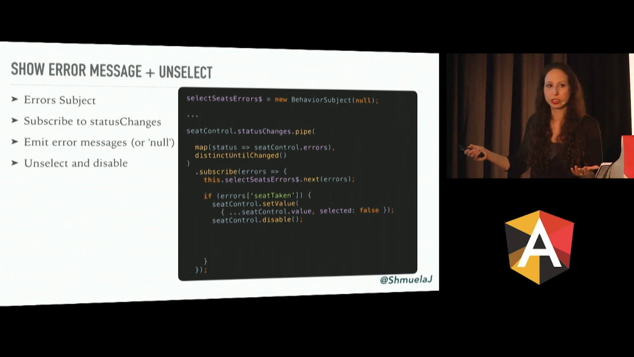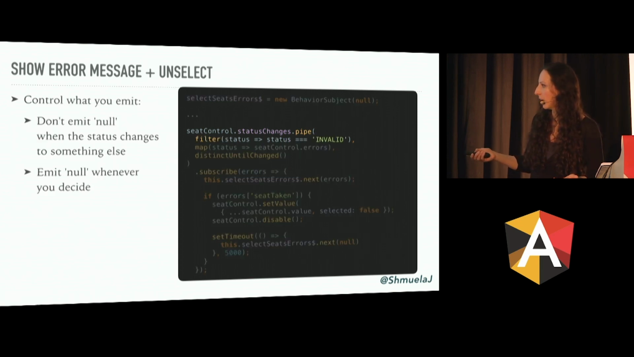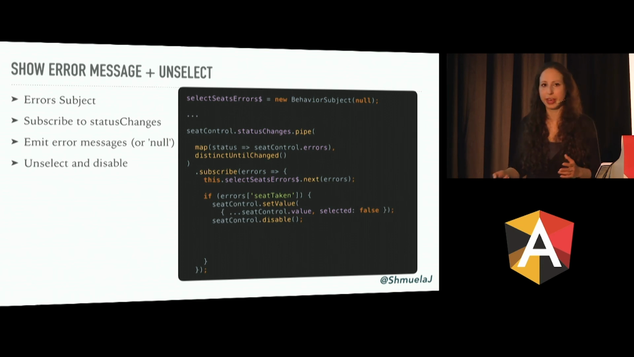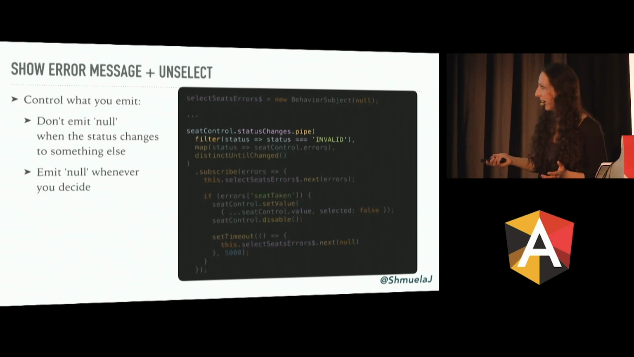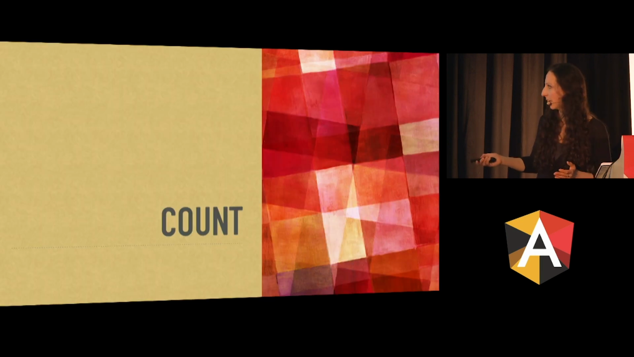Okay. Now I want to show the error, but only for 5 seconds. So I'm using a set timeout. But the thing is, when we change it to selected false, then it will become valid again. So it will emit valid here, and then I will not get the error message. It will be error and immediately OK. So I'm filtering only for the invalid state, and then I emit the null only after 5 seconds. OK.